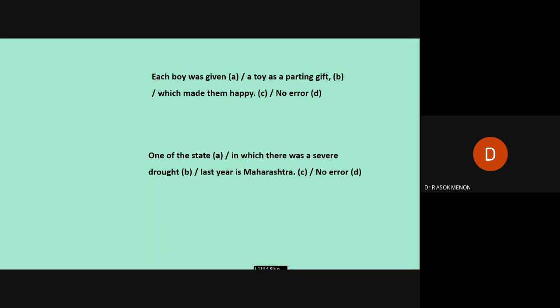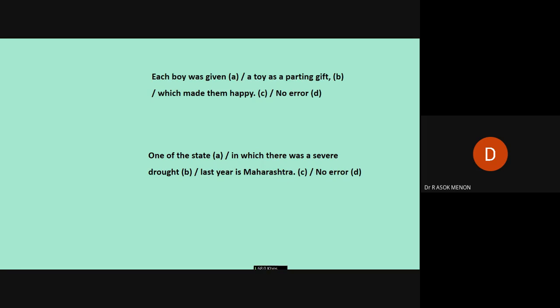Each boy was given a toy as a parting gift, which made them happy. Anybody knows the answer? Ranganayaki, Kishore says it is part B. Kishore says it is part C. Yes, part C is correct because the sentence should be corrected as: each boy was given a toy as a parting gift which made him happy, because it is boy, not them.